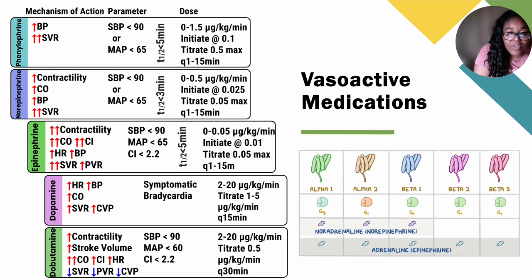And then we have dobutamine, which is chemically similar to dopamine, but it does not stimulate the dopaminergic receptors. Again, dobutamine stimulates the beta 1 receptors. So we have increased contractility, an increase in cardiac output, an increase in stroke volume, and an increase in heart rate. Just make sure you take a peek at these and look at the pertinent particulars as they relate to those different medications.